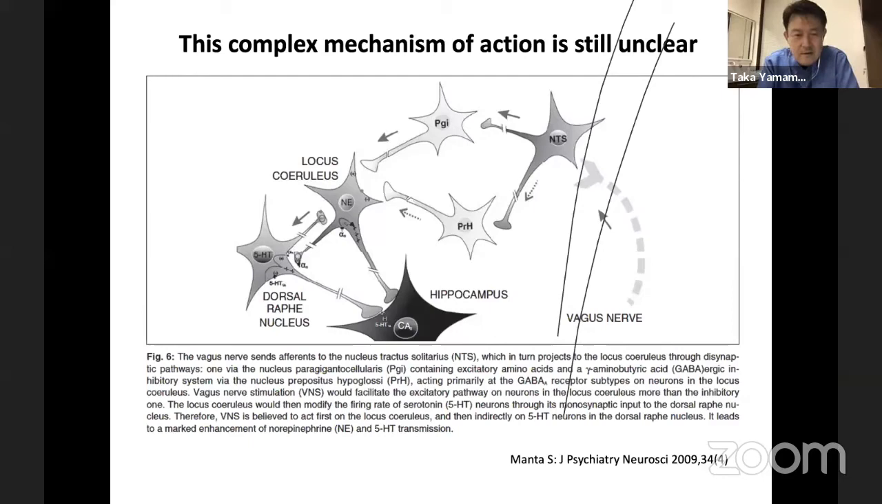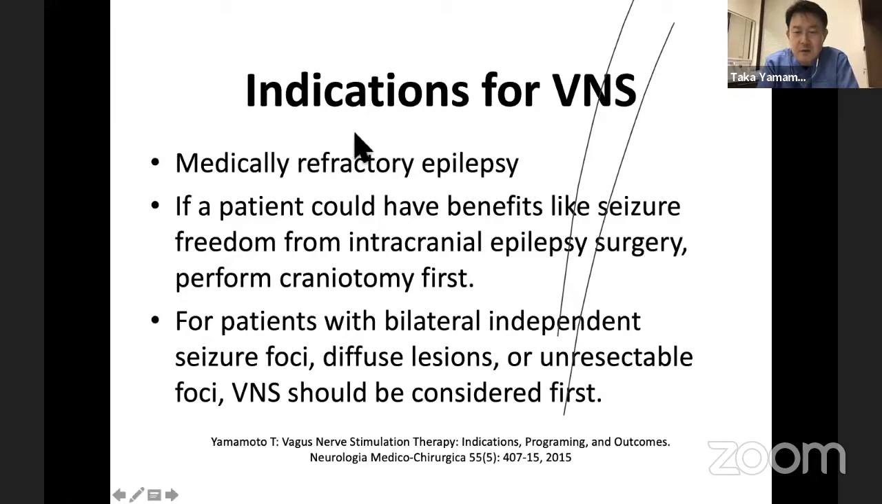So what are the indications for VNS? This is different from cranial surgery, for medically refractory epilepsy. But if a patient could benefit, like seizure freedom, from intracranial epilepsy surgery, then go to the craniotomy first, no question. For patients with bilateral independent foci in diffuse regions or unresectable foci, VNS should be considered first. But VNS is very expensive.